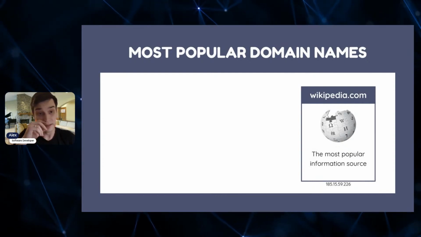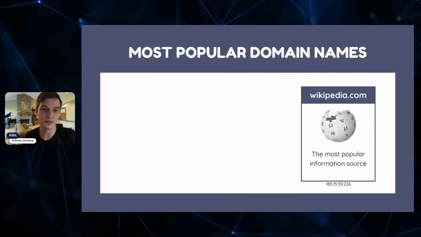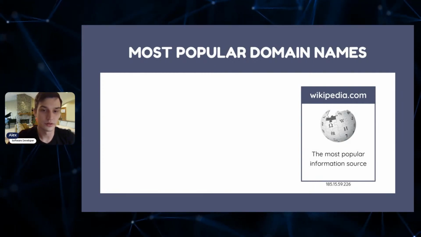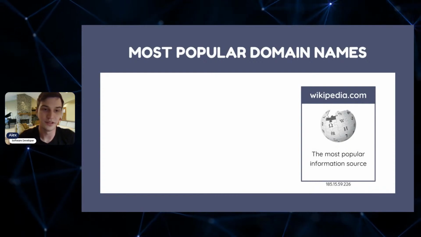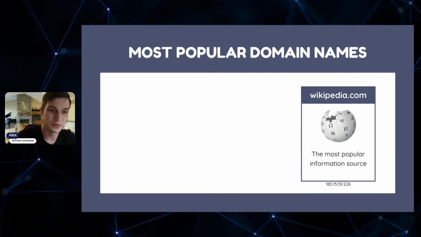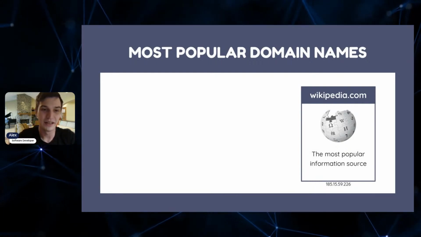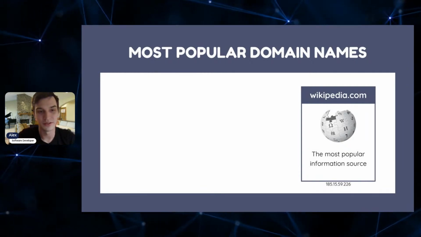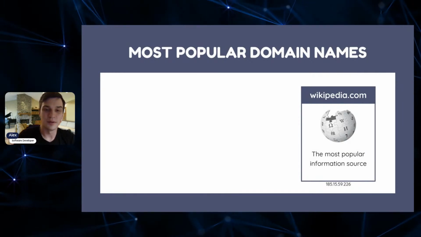So, the most popular domain names. For example, wikipedia.com, the most popular information source. Here is its IP address. I think if you try to remember it, you will forget it in a second, but remembering wikipedia.com is not really hard for people.